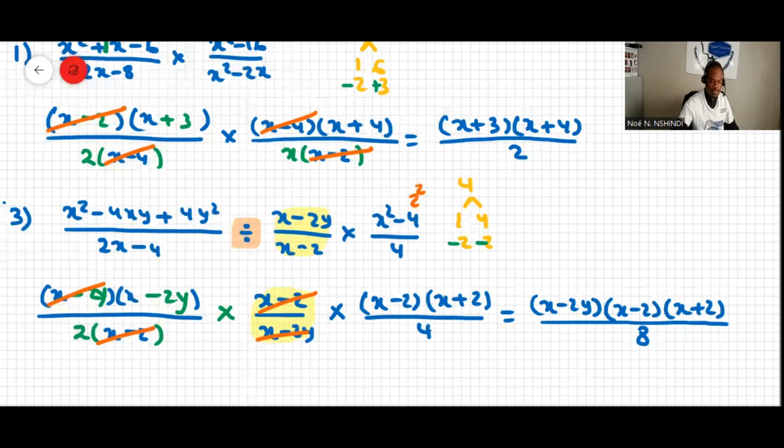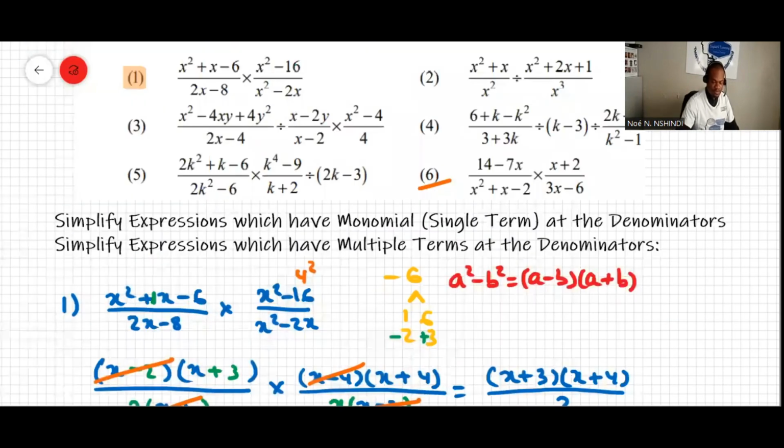The same way we did 1, we did 3. You will do the rest also, because over here the denominator is just 1. I want you to practice these questions, and if you get stuck on something, you can just leave it in the comments.